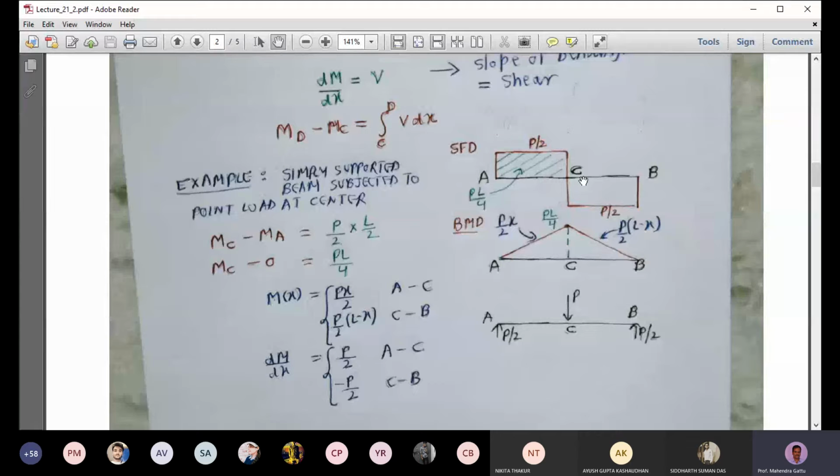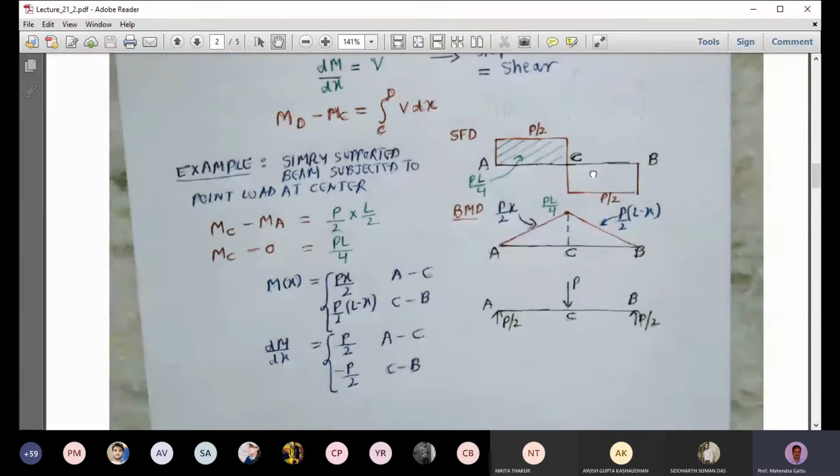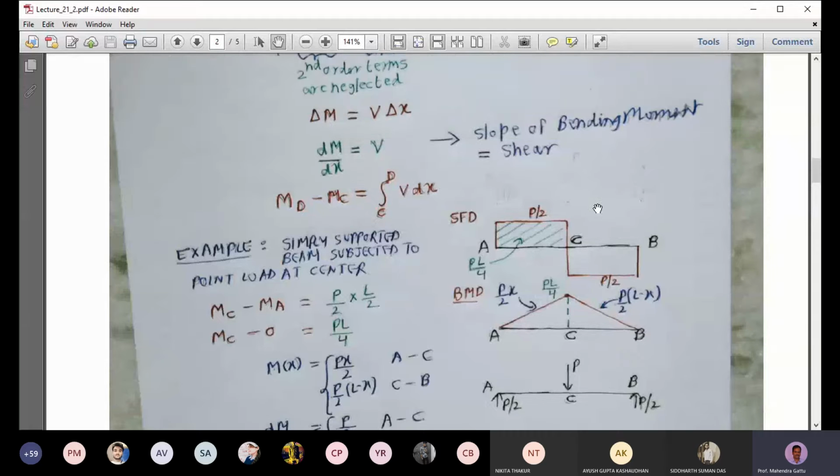And after that, what is happening? We have a negative shear force. Because there is a negative shear force, the area under the shear force diagram will start reducing. So this is a positive value, and if you consider a section in between C and B, the contribution of the area between C and that point will be negative. So there will be a reduction in the bending moment. As a result, this line will start to move downward. The bending moment will reduce as we move from C to B because of this negative shear force, and finally it will go to 0. So this is the application of the bending moment relationship with shear force.